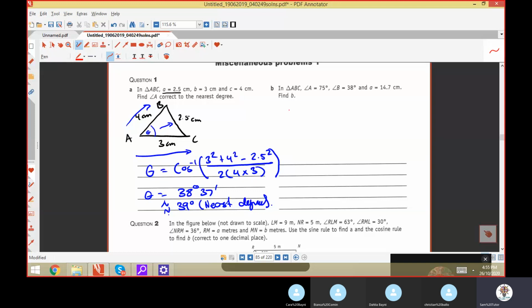Okay, so the triangle could look something random like this. A, B, C. Angle A is 75. Angle B is 38. Like that. Little a is 14.7, and find b, so b is like this.